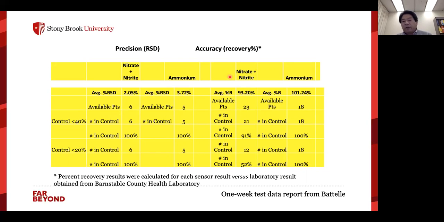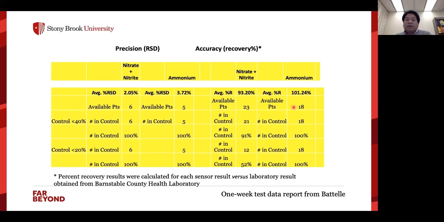The recovery, this is the accuracy recovery for nitrate plus nitrite. The average recovery is 93%. Ammonia is about 101% recovery. It's also perfect for both of these parameters.